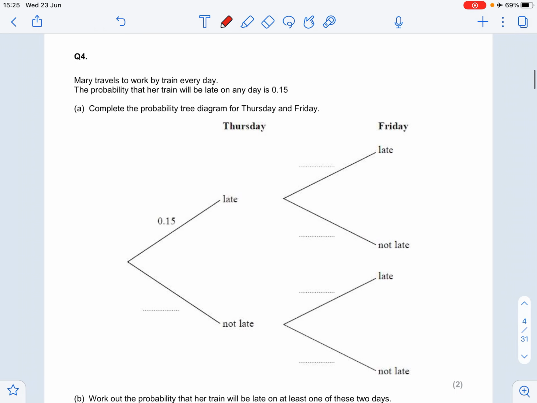Question 4. We are told Mary travels to work by train every day. The probability that her train will be late on any day is 0.15. And remember, probabilities always sum to 1. Therefore, she can either be late or on time to work. So the probability of her being on time is 1 minus 0.15, which must be 0.85.